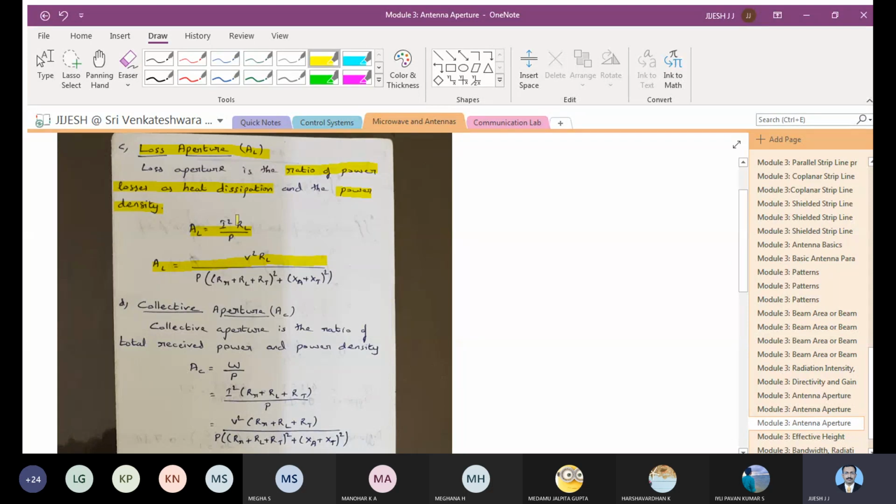So what is loss aperture? It is the loss of power in the form of heat. The ratio of power loss as heat dissipation to the power density is called the loss aperture. You can write that down. Then the next one we will see is called the collective aperture. You just note down the equations for loss aperture, then we will continue with the collective aperture.